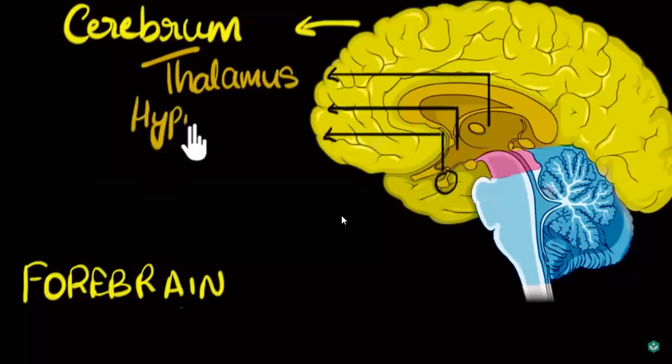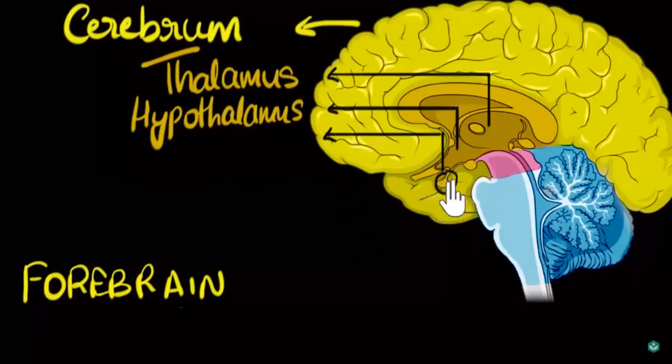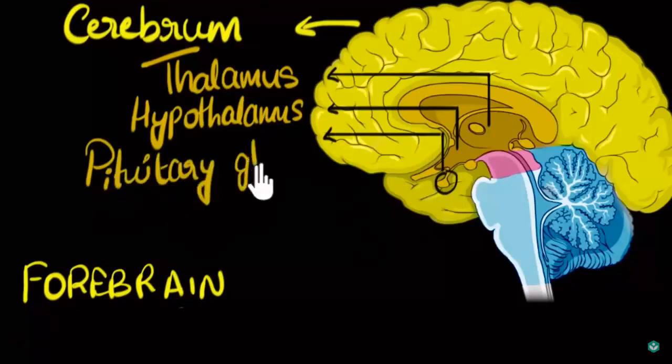So the next part is hypothalamus. And hypo kind of means lower, so it's the lower part of the thalamus, hypothalamus. And this last part, which we'll be interested in, this small thing that you can see over here, that is called the pituitary gland. Right, this part over here.